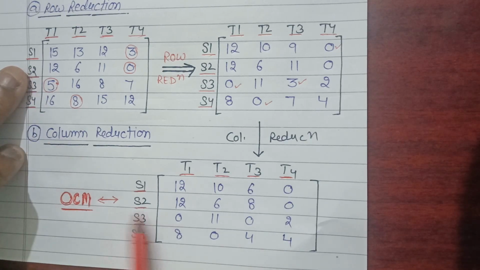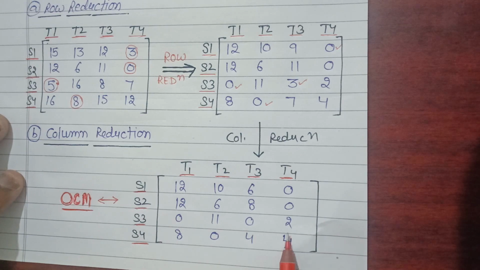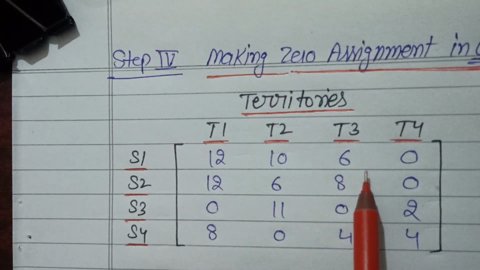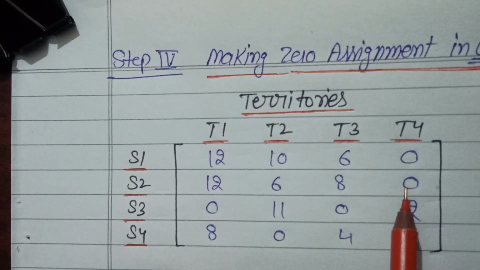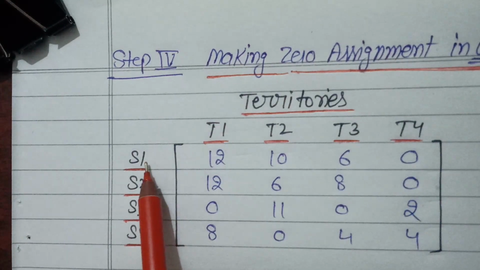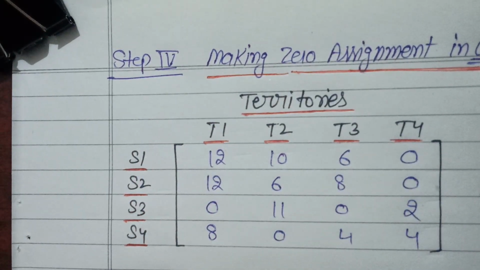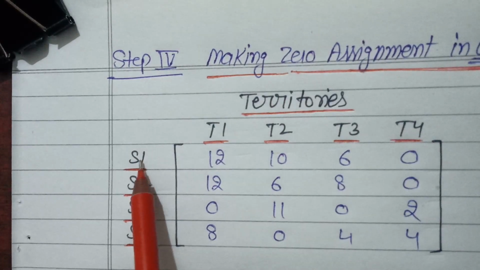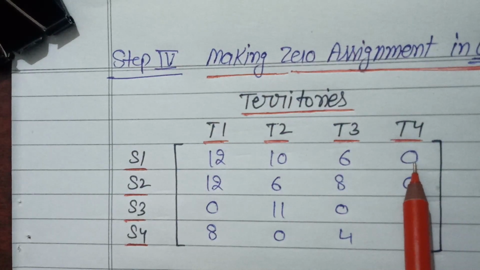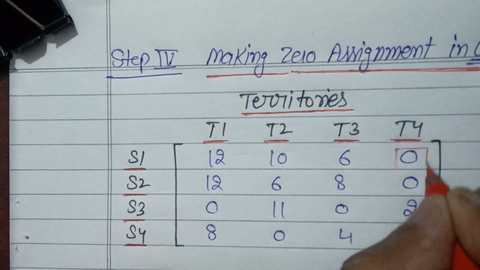So this is the opportunity cost matrix. In the next step we will make the 0 assignment. Now let us make the 0 assignment in the opportunity cost matrix. For making an assignment, you have to select the row which has a single 0. Now in row 1 you will see that there is a single 0 available, so we can make an assignment to this 0. So let us make an assignment to this 0.